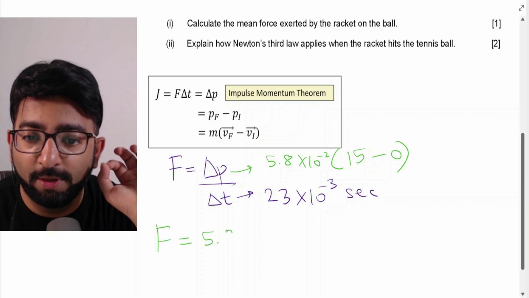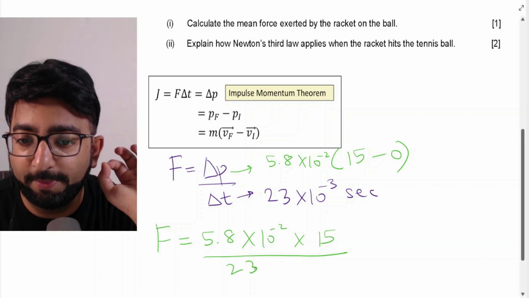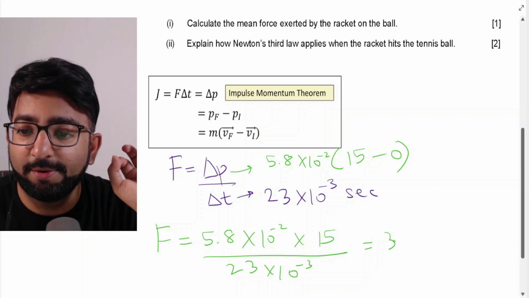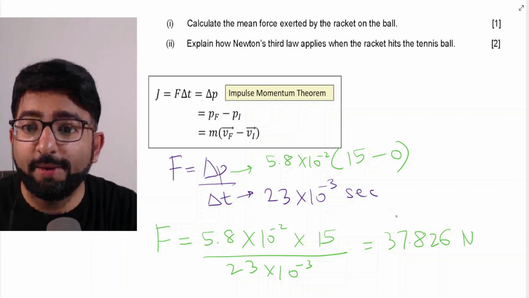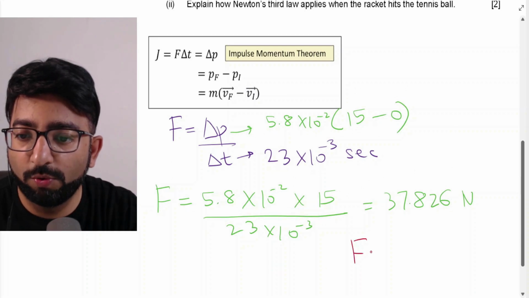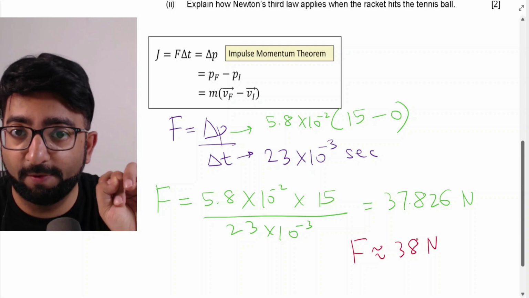In the numerator, we will write 5.8 into 10 to the power minus 2 into 15, divided by the time taken. And if we simplify this, we will get 37.826 newtons. And if we need to round this off to two significant figures, we can write down that the force is approximately 38 newtons, correct to two significant figures.